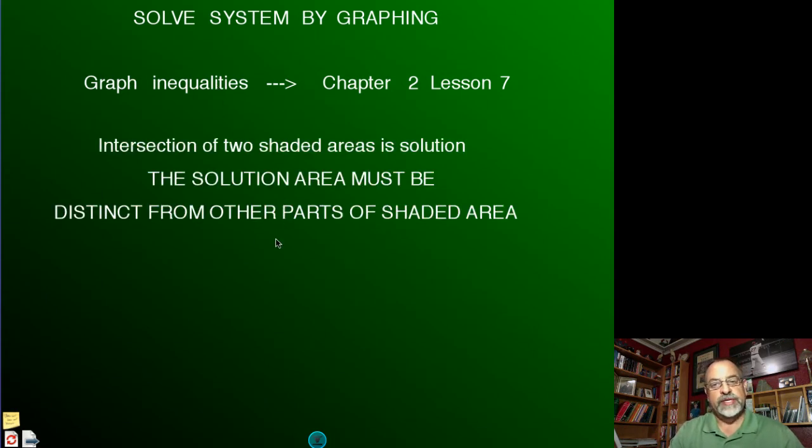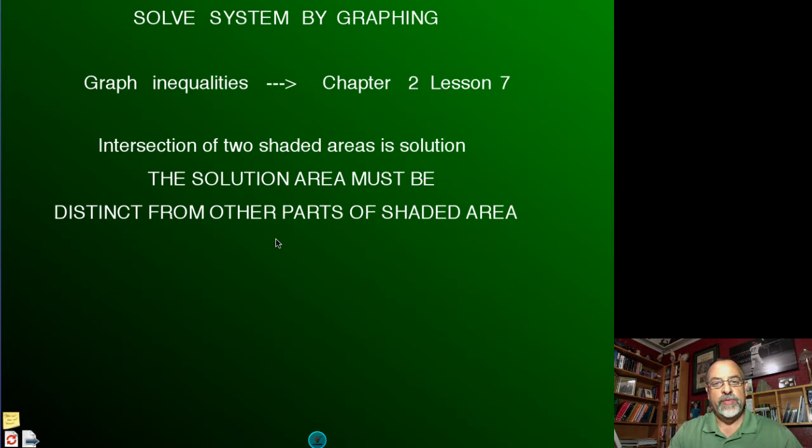So because we're doing a system, you remember it ties in very nicely to what we were doing before. Remember when we were doing a system of equations, we were looking for the intersection of the two lines. Well, now, because they're inequalities, we're going to be looking for the intersection of the two shaded regions. So there's going to be some overlapping of these shaded regions. The overlapped part is our solution.